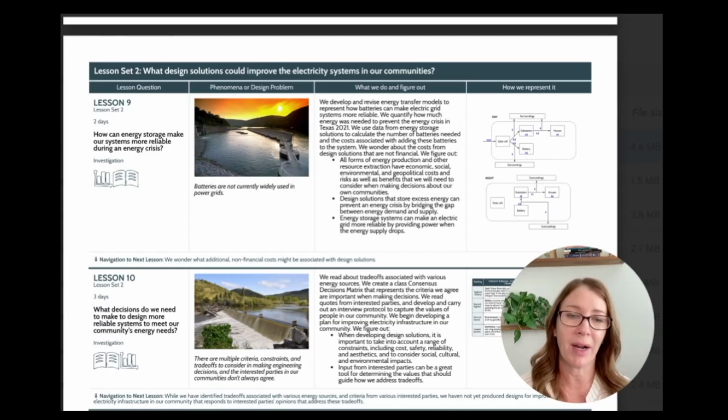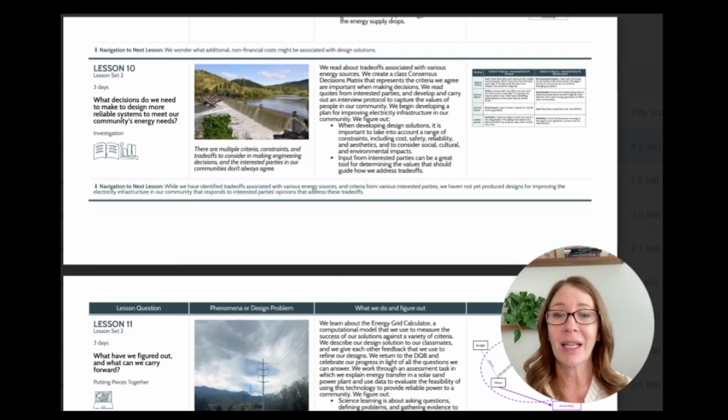So if we know that amount of energy, we can calculate the amount of batteries, which means we can also calculate the cost. So this starts bringing in decisions based on cost. So batteries would be a great reliable system, but they're expensive. And so now we're thinking that there might be other costs and benefits that decision makers also put into their decision-making process. In lesson 10, we start to think about trade-offs.